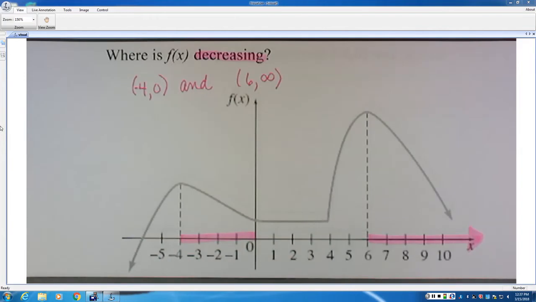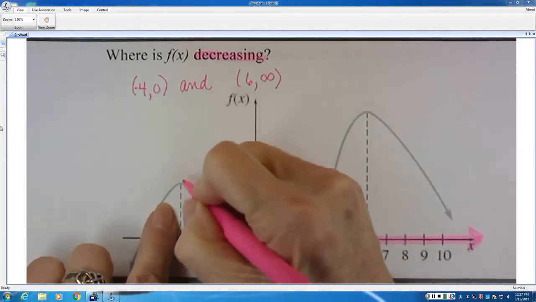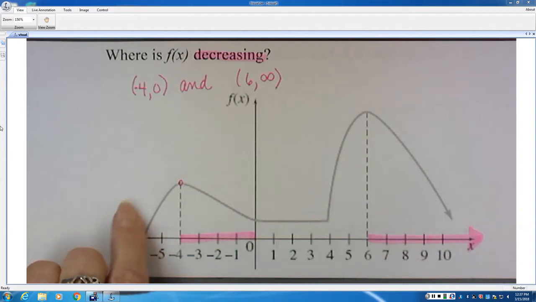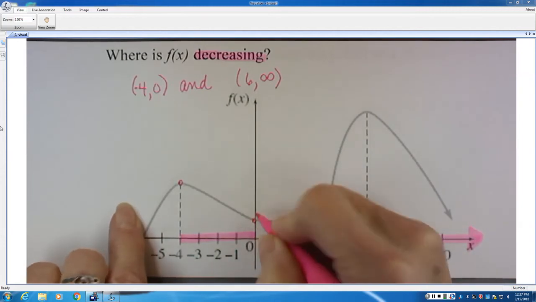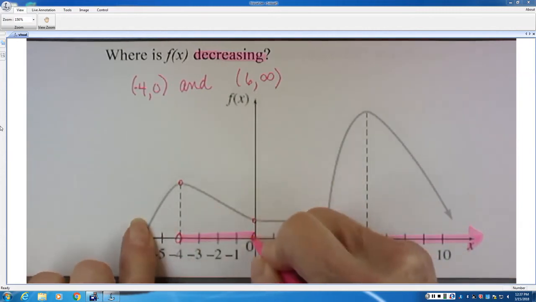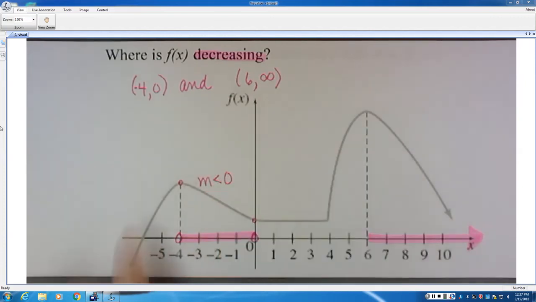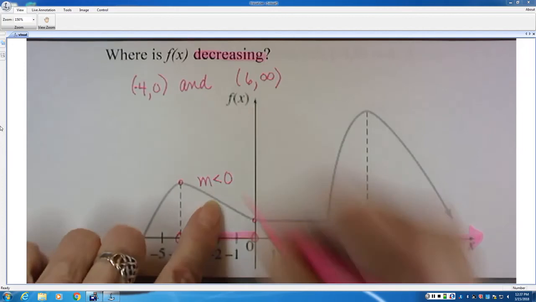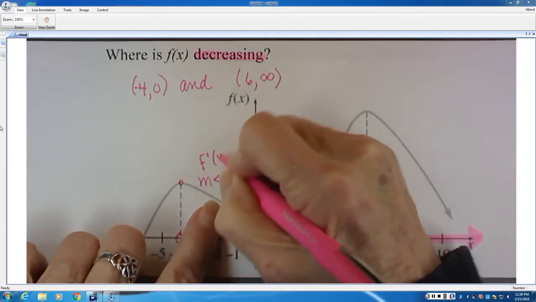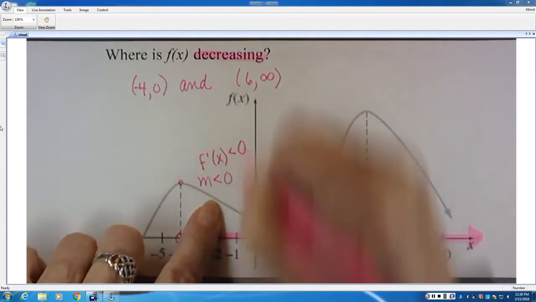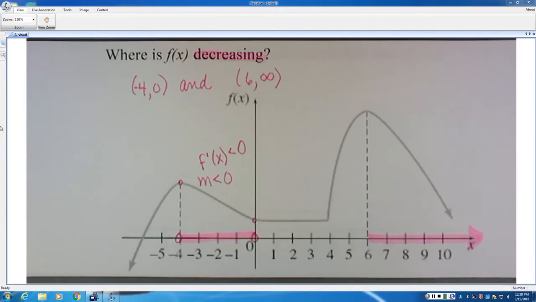And it's decreasing because on this interval, not including that point there to this point here, but on that interval, the slope is negative. That means the function's decreasing. That also means that the values of the derivative would be negative because the values of the derivative tells you what the slope of the function is. Okay?